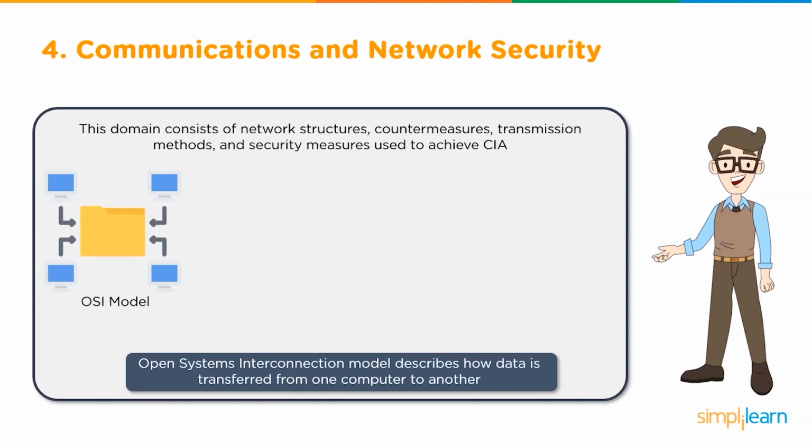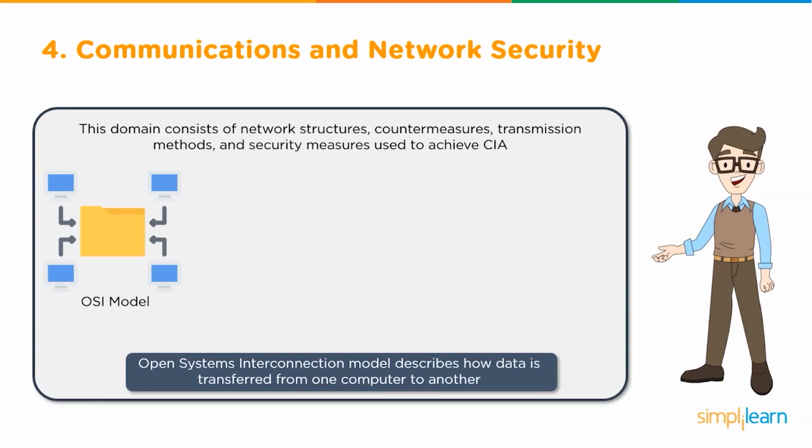Then the data link layer defines the format of data on the network. The network layer provides logical addressing, and it also provides path determination using local addressing. The fourth layer, that is the transport layer, provides end-to-end connections. In this layer, data is transmitted using transmission protocols including TCP and UDP.